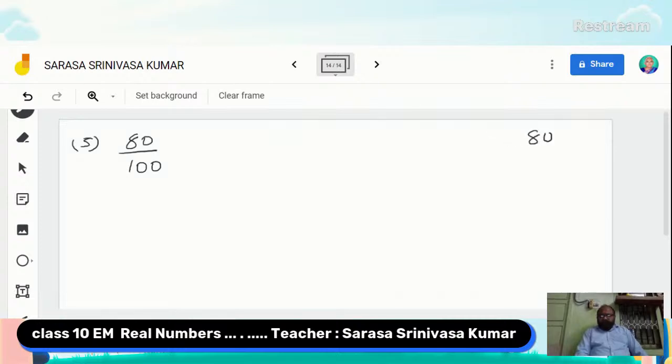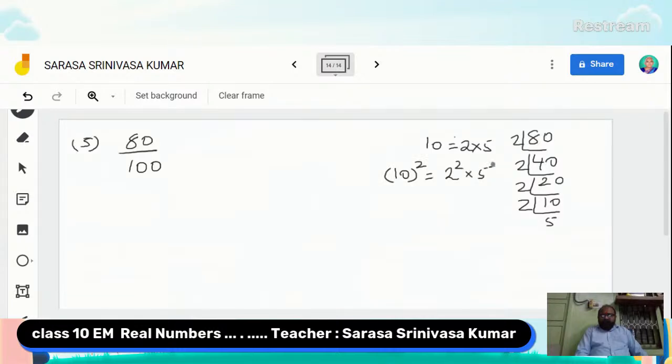For prime factors for 80, 2 40s, 2 20s, 2 10s, 2 5s, and 100. So 10 equal to 2 multiplied by 5. So 100 equal 10 square equal to 2 square multiplied by 5 square. So this is equal to 2 power 4 multiplied by 5 divided by 2 square multiplied by 5 square.